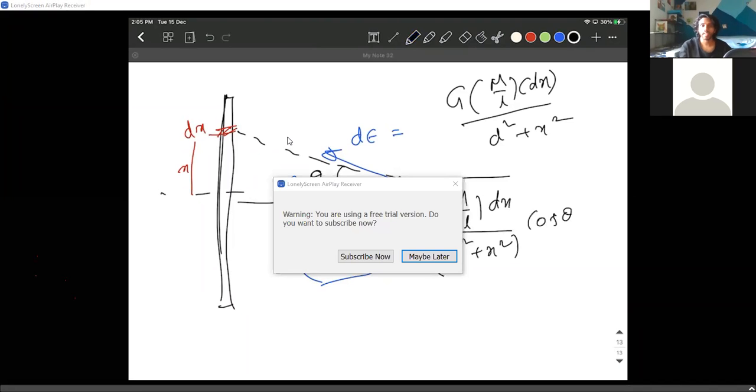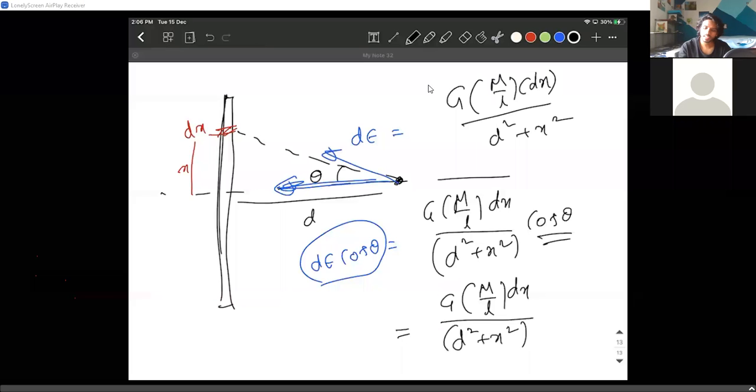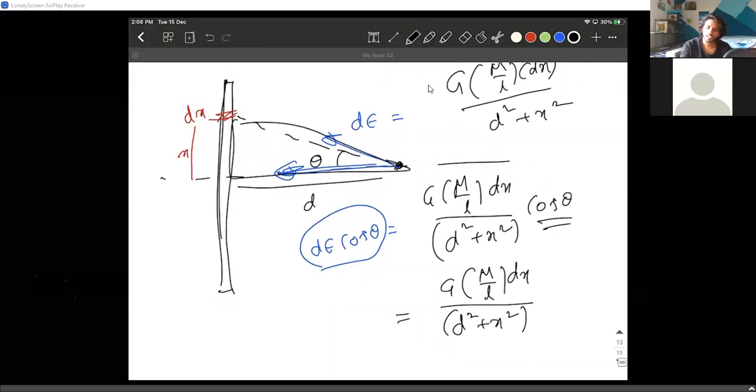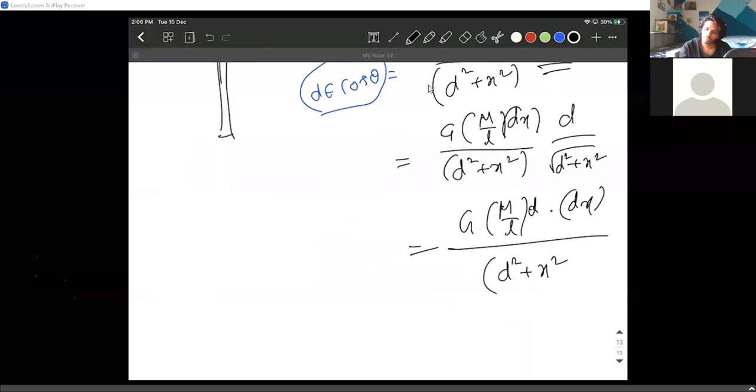I'm taking the component, which is the same value, G m by L dx, by d square plus x square, into cos theta. I'm sorry about this notification. The cos theta value from this right angle triangle is nothing but d by root of d square plus x square. So G m by L into d into dx, divided by d square plus x square whole power 3 by 2. This is dE cos theta.